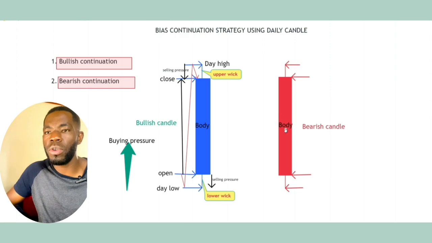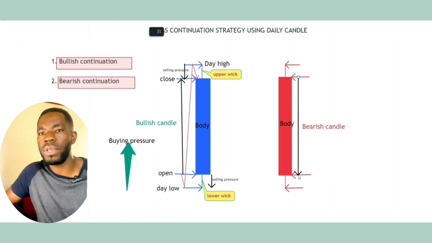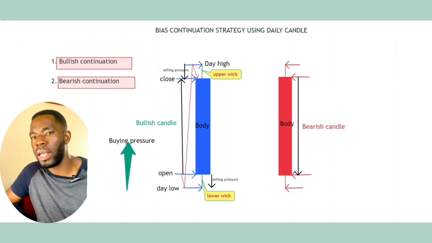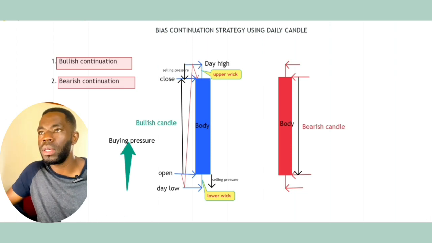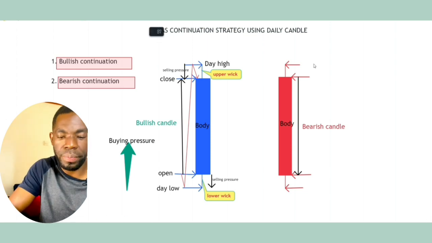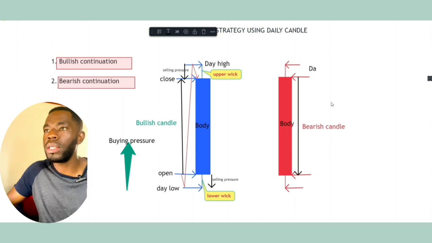That is from this point to this point is the body of the candle. That is the body, okay. And up here we have the daily high also. This would be the daily high, the highest price of the day, okay.